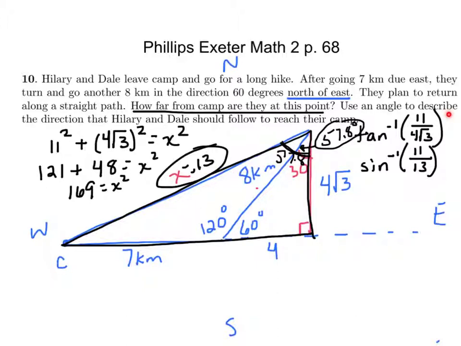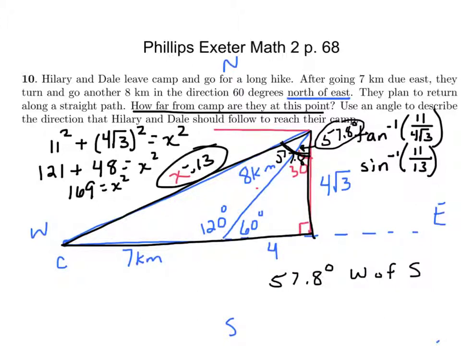I would say either it's 57.8 degrees to the west of south. So what that means is if I'm facing south from this point, and I go to the west 57.8 degrees, that would get me on the right track. That makes sense? Yeah.